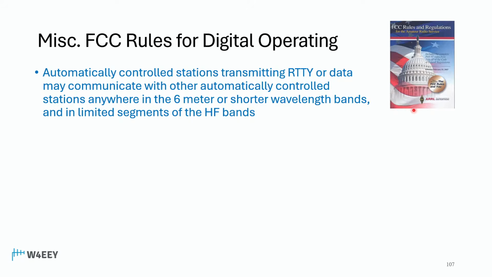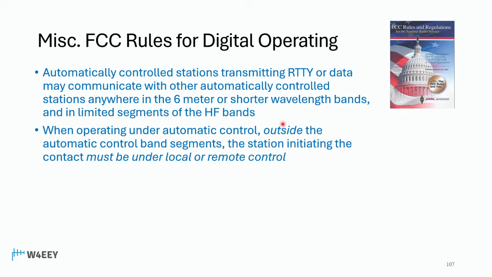Here's some FCC rules. Automatically controlled stations transmitting radio teletype or data may communicate with other automatically controlled stations anywhere in the 6 meter or shorter, so that's 6 meters, 2 meters, going up in frequency, wavelength bands, and in limited segments of the HF bands. And the HF bands, of course, those frequencies are given. So it's possible to do that.